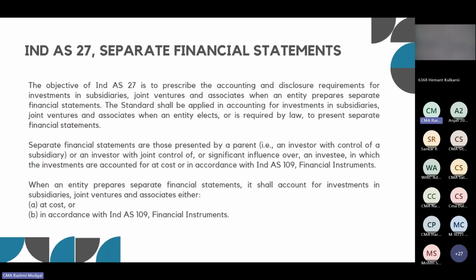Next, we are going to discuss Ind AS 27, separate financial statements. What are separate financial statements? Separate financial statements are prepared for a subsidiary, joint venture, associate, or any entity which by law is related to you. The objective of Ind AS 27 is to prescribe the accounting and disclosure requirements for investments in subsidiaries, joint ventures and associate companies when an entity prepares separate financial statements.